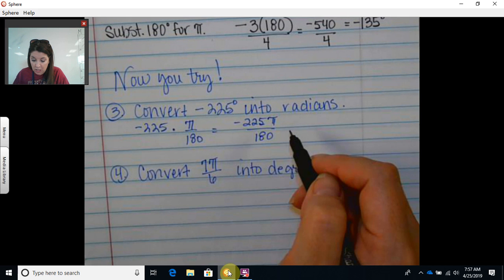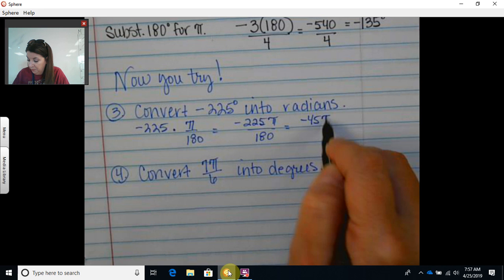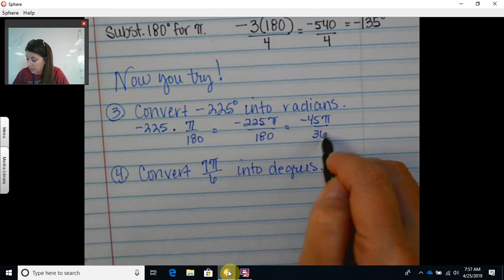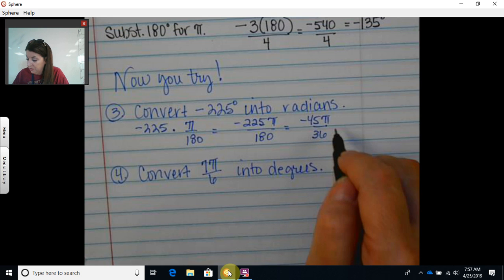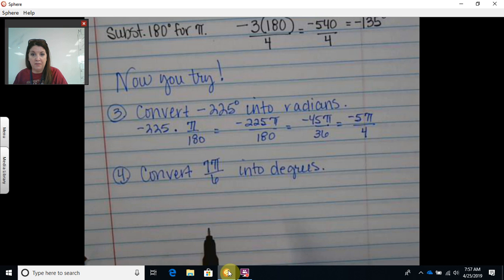So I can reduce that right off the bat. I went with negative 45 pi over 36. And then I can see 9 still goes into both. 9 goes into negative 45, negative 5 times. 9 goes into 36 4 times. I can't reduce that anymore, so that would be my final answer.